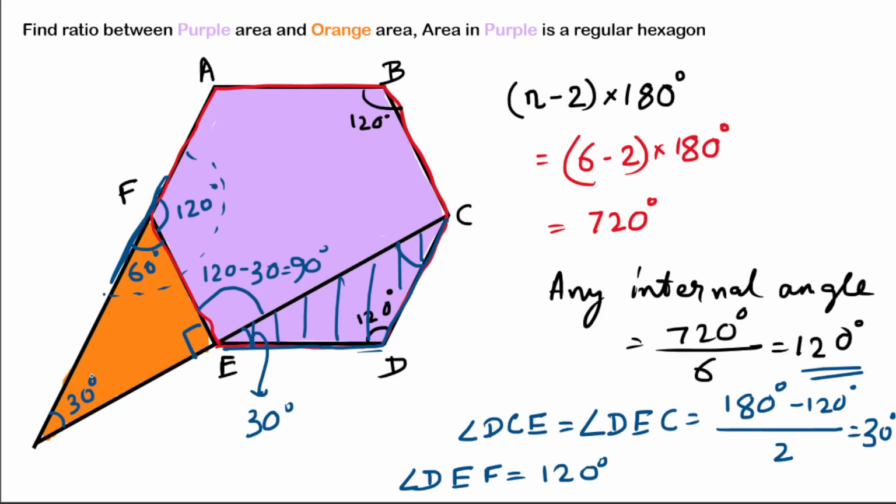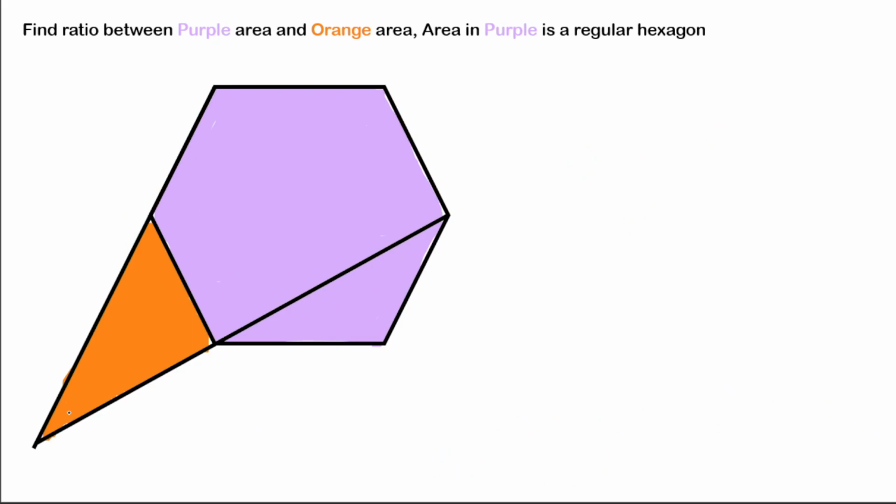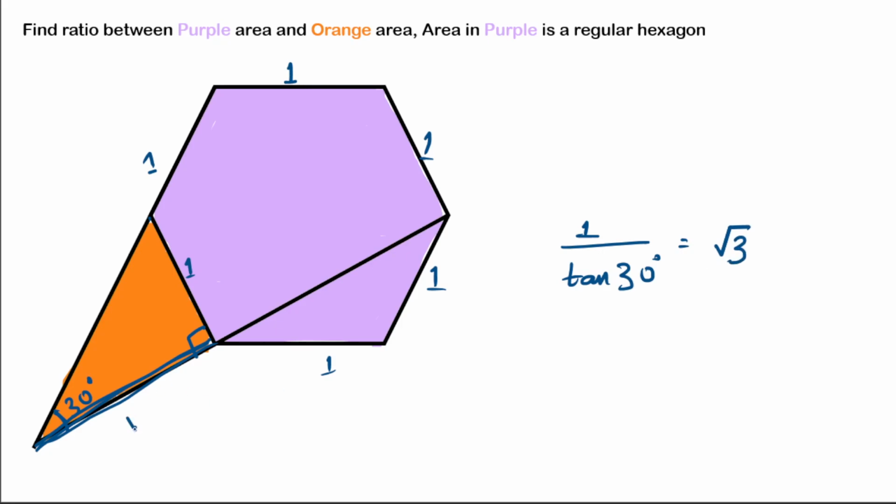Now we have all the angles at our disposal. So first of all, this is 30 degrees, this is 90 degrees. Now we have to find out the area of the orange one. Because it is a ratio, we will take everything to be unit, all the sides to be unit. Now because all of them are unit, what is this side? This particular side must be 1 by tan 30, because this particular angle is 30 degrees. This comes out to be root 3. So this is root 3.